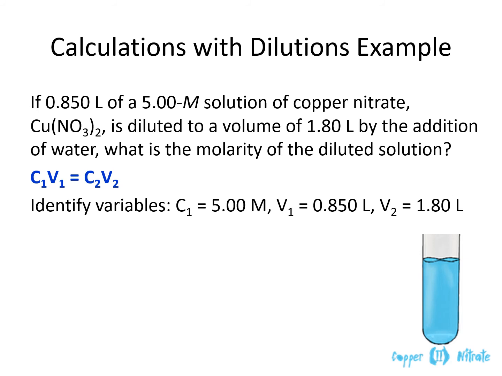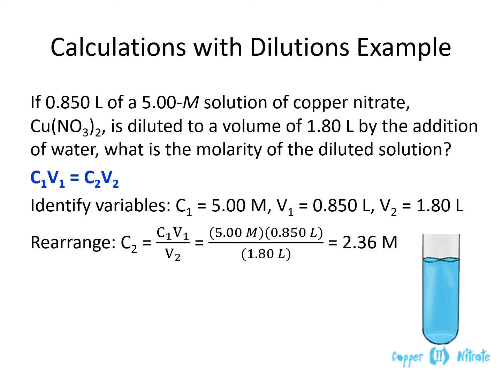We're using our dilution equation, C1V1 equals C2V2. But in order to use this equation, we need to get the variable that we're trying to solve for by itself on one side of the equal sign. In this case, our missing variable is C2. So we need to get C2, the new concentration, by itself. To do that, we divide both sides by V2.